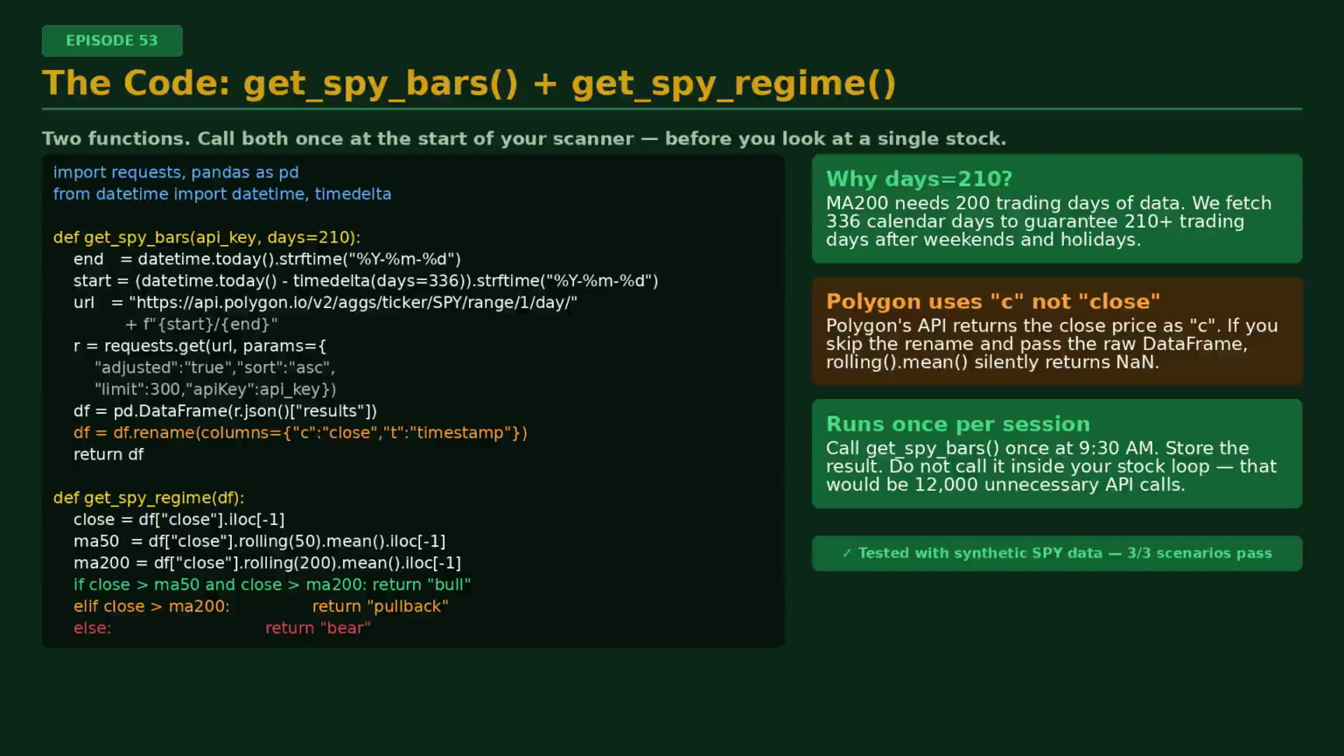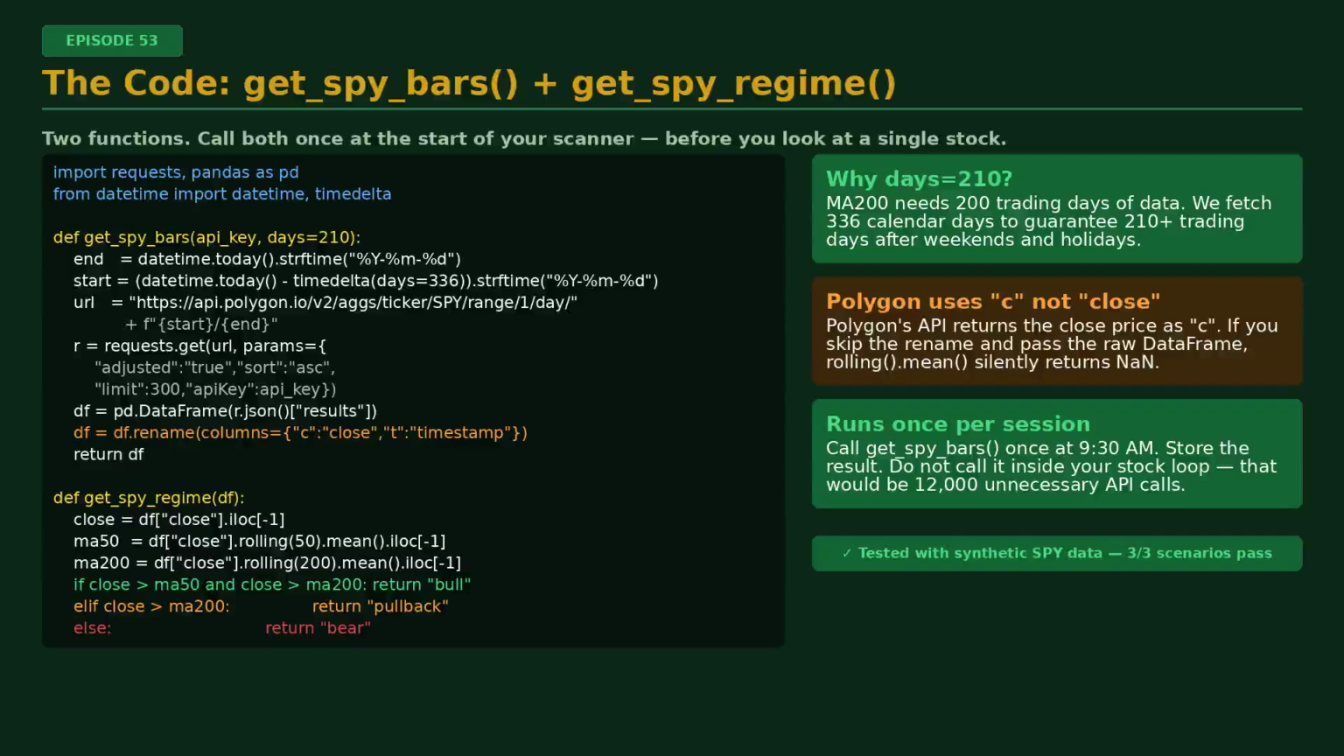The second thing to understand is the days parameter. You pass in 210 days, but the function actually requests 336 calendar days worth of data. Why? Because 210 calendar days only gives you about 145 trading days after you remove weekends and holidays. You need at least 200 trading days to compute a clean 200-day moving average. Requesting 336 calendar days guarantees you will always have enough.